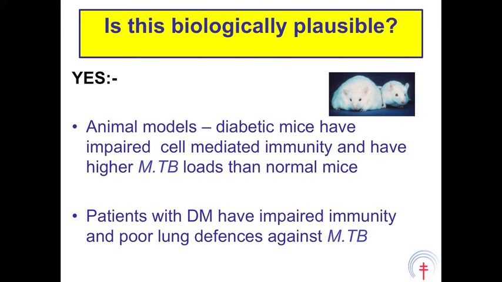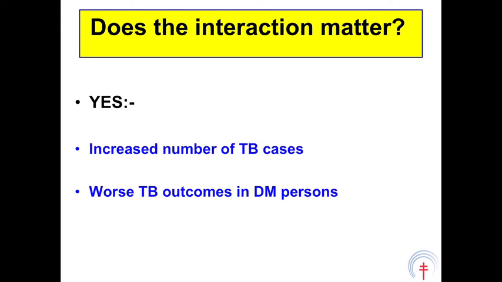Secondly, in patients with diabetes, quite a lot of work has been done on their immune systems. They have impaired cell-mediated immunity and also poor lung defenses against MTB. Does the interaction matter? And again, I think the answer here is yes, it does. With this growing pandemic of diabetes, we will probably begin to see more diabetes-associated TB cases. Also, we know that we get worse TB outcomes in people with diabetes.